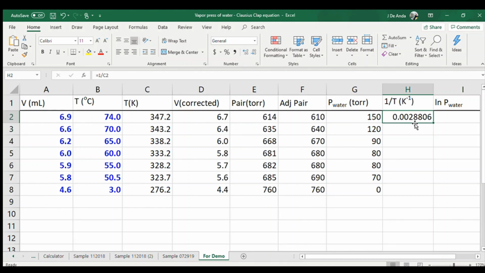Once more, I am going to continue doing this. I am not going to bother with the last one because we're not going to plot the last value here. Remember, that is the value that we use simply to calculate the number of moles of air. So we don't really need the reciprocal of the temperature for the 3 degrees Celsius.